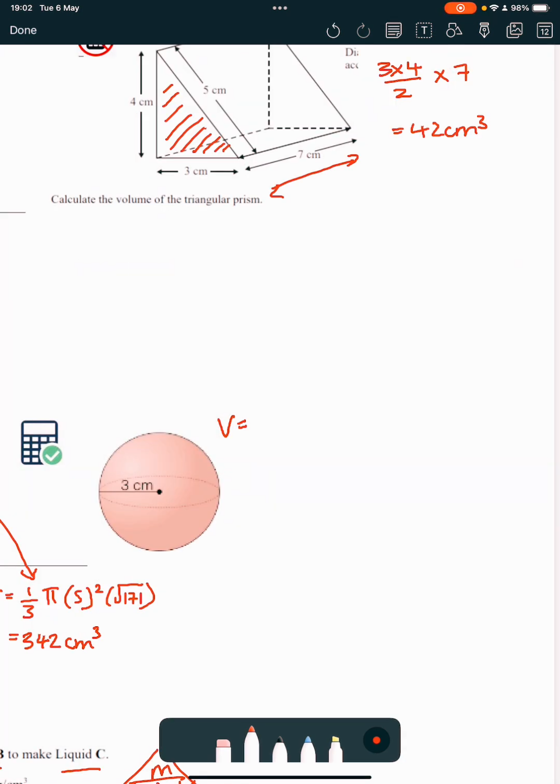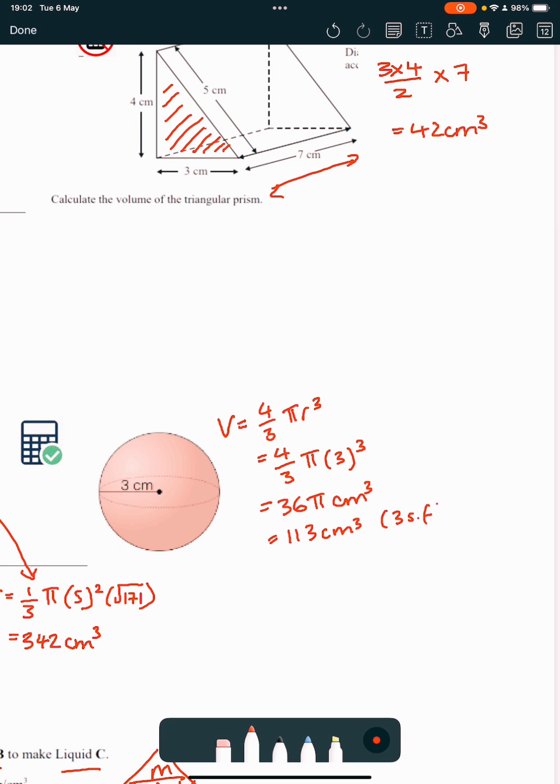So for the sphere, the volume is 4/3 pi r cubed. You are given that formula in an exam, so it's just a case of substitution. 4/3 times pi times by 3 cubed, which we are going to have 36 pi centimetres cubed, which will be 113 to 3 significant figures.